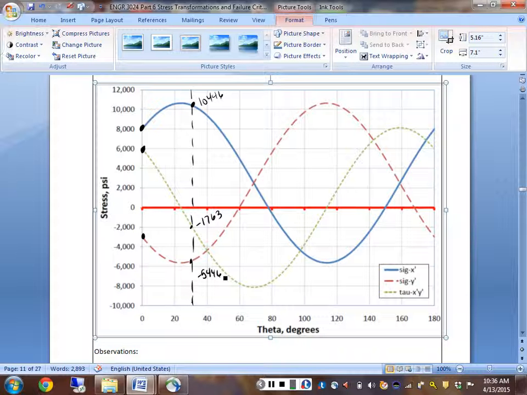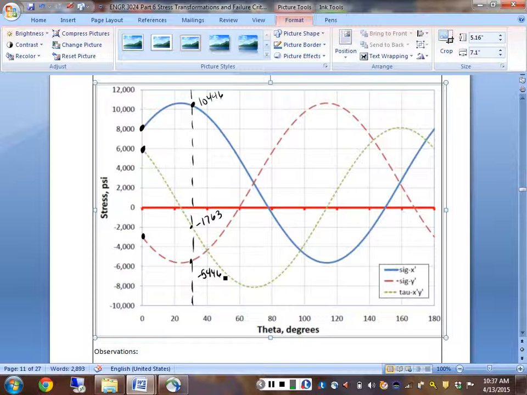All right, so now if I wanted to know where my biggest sigma x is, how far do I rotate to get to my biggest sigma x? Well, I went a little too far. I need to back it up to there. And what happens when you go to the max? The max of sigma x prime corresponds to the 0 crossing of the shear, and it corresponds to the negative extrema of the sigma y.